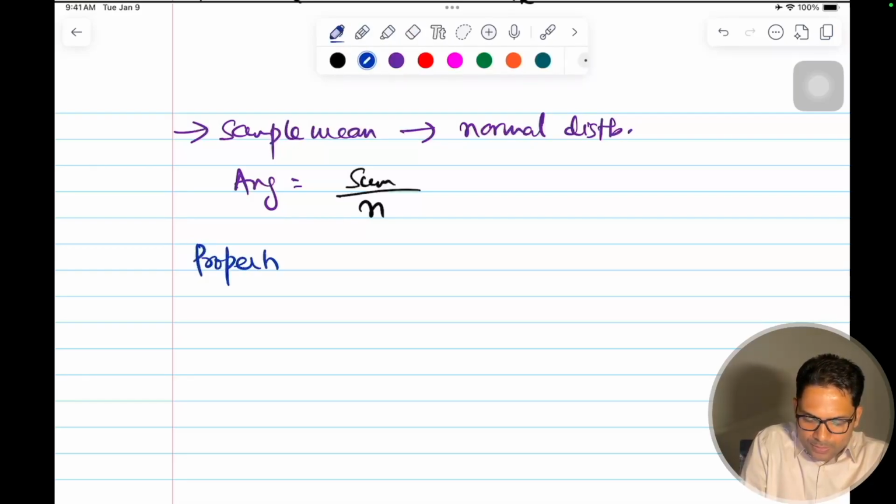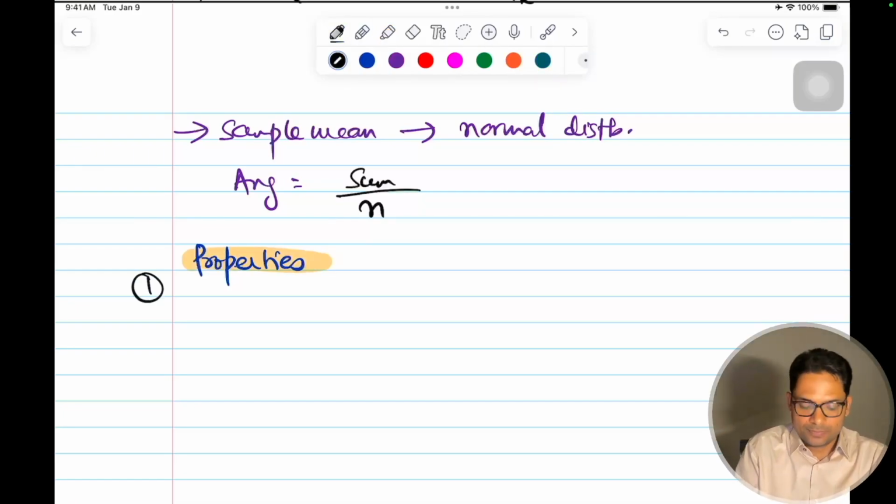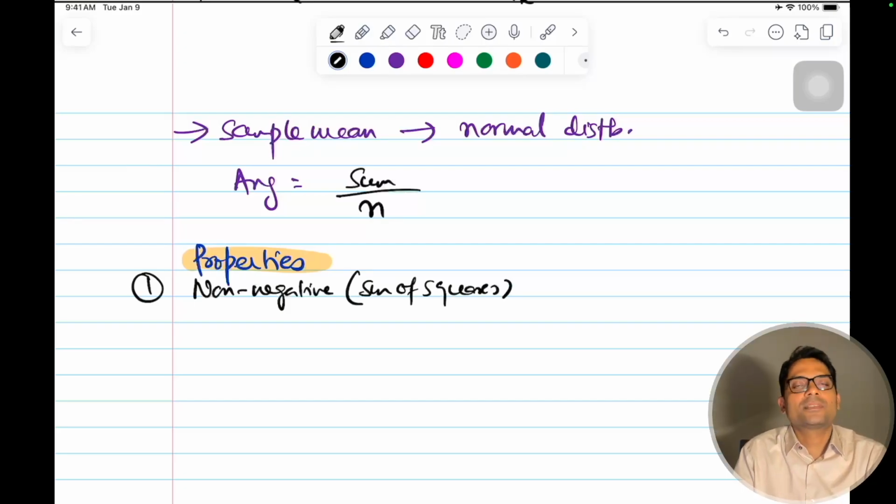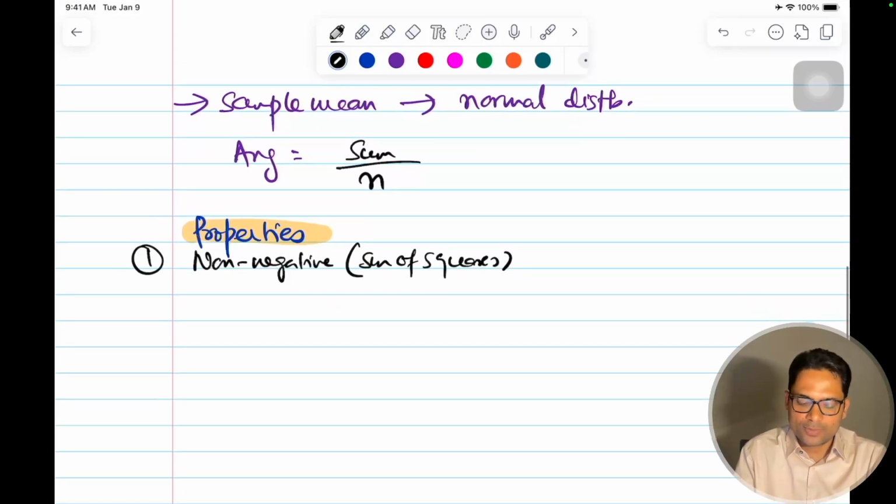So what are the properties of chi-square distribution? This is simple. Some properties: this will always be non-negative, right? Because this is a sum of squares. That is obvious, a sum of squares will never be negative.